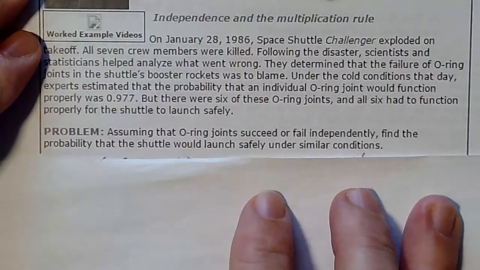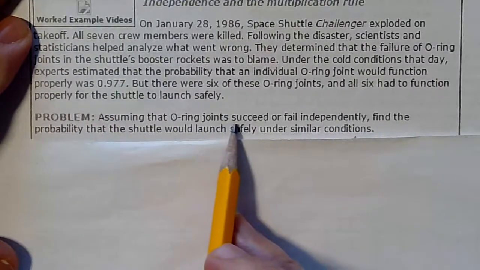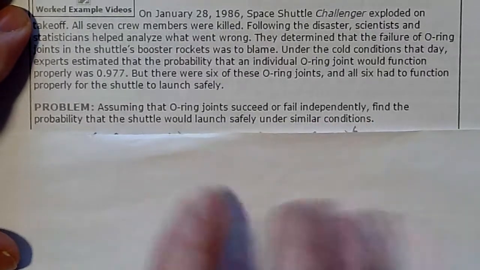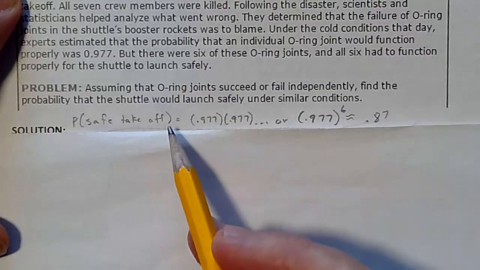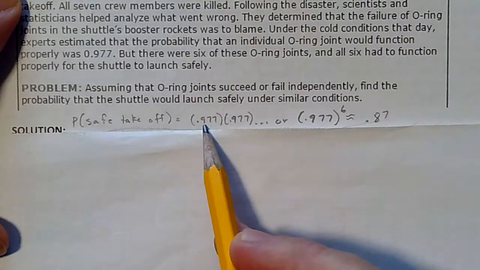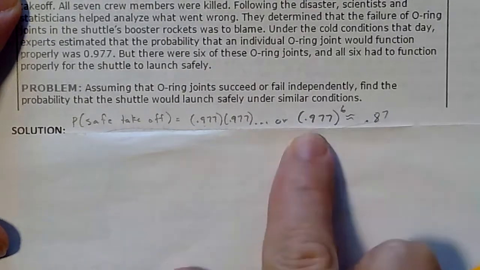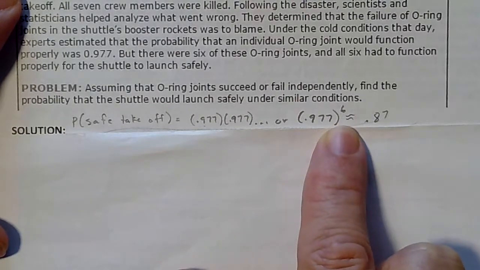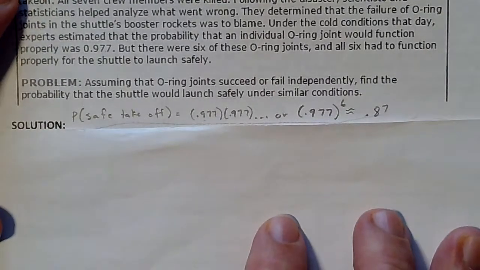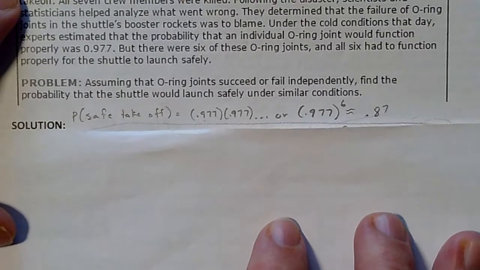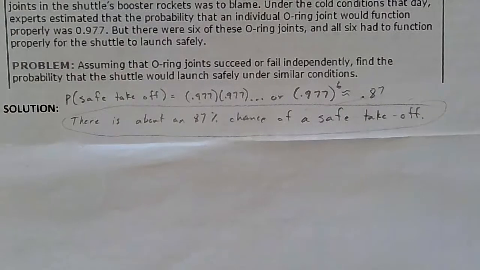All right, but what's shocking is when you really do the math, there's 6 of these, not just 1. 6 of these O-ring joints are independent of each other. So find the probability that it launches safely. So the probability of a safe takeoff would mean all 6. So it's probability of event A times event B times event C and so on. All the same. So 0.977 to the 6th power ends up being the probability. Okay, and that's not good, right? Only 87% chance that all of these succeed together at the same time. Okay, so there's the answer to that one.